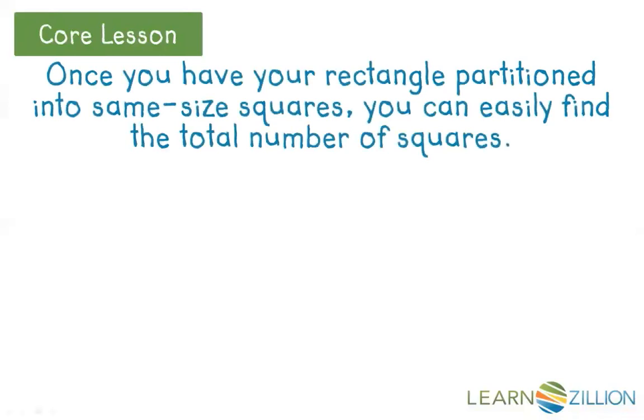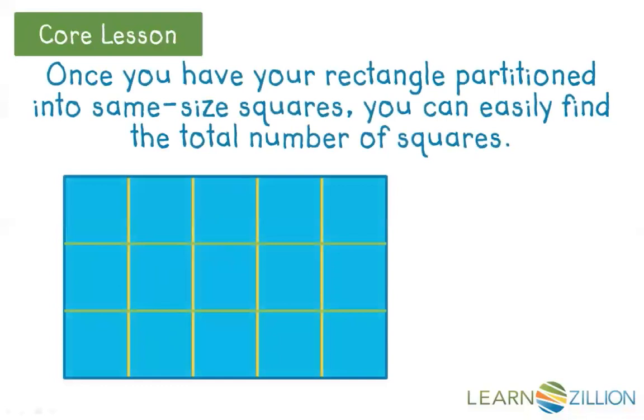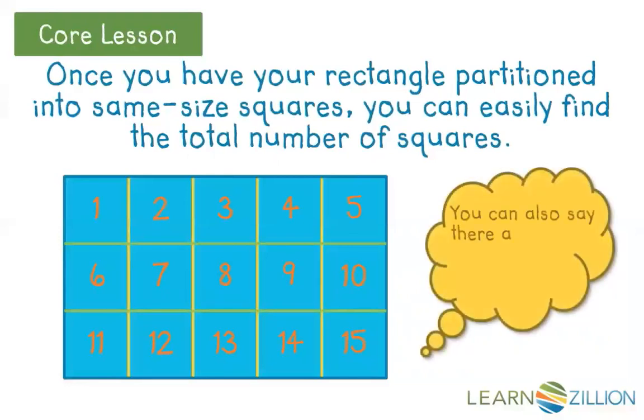One way that you can find the total number of squares is by counting each square. So if we count each square in this rectangle, 1, 2, 3, 4, 5, 6, 7, 8, 9, 10, 11, 12, 13, 14, 15. There are a total of 15 squares in this rectangle. You can also say there are 3 rows of 5 rather than counting each square.